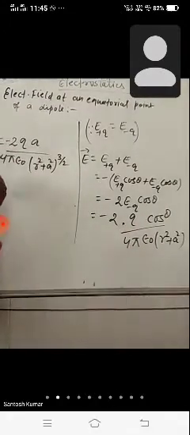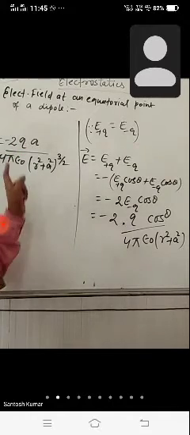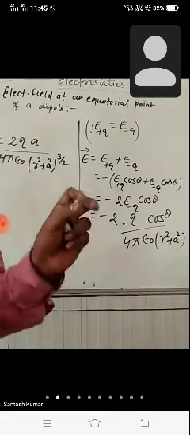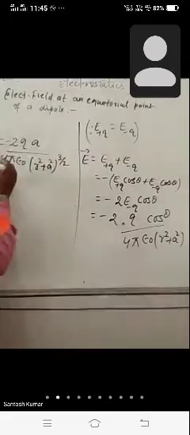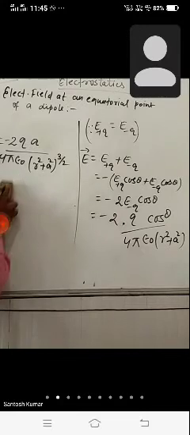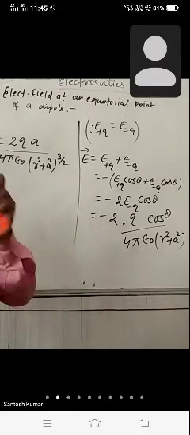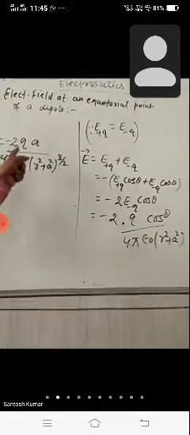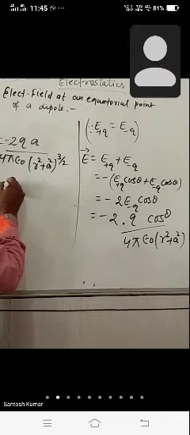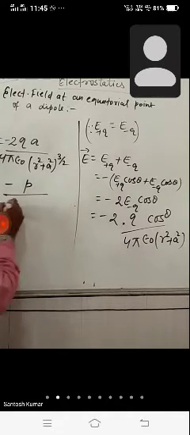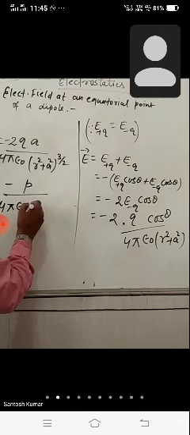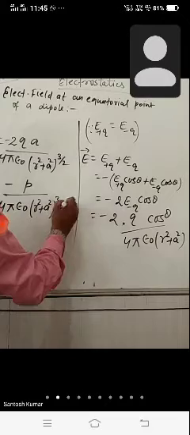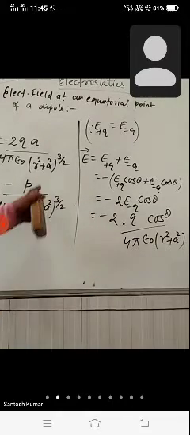Now what to do next? Just 2qa. This is equal to the dipole moment P. So you can write E is equal to 2q. 2a was the simple length, and what? It was q, that is the charge. So it can be written as minus P divided by 4 pi epsilon naught r square plus a square 3 by 2. Just see, in this form you can write.